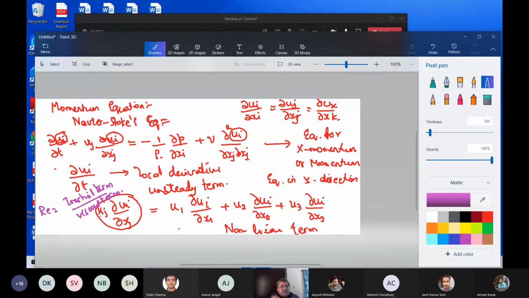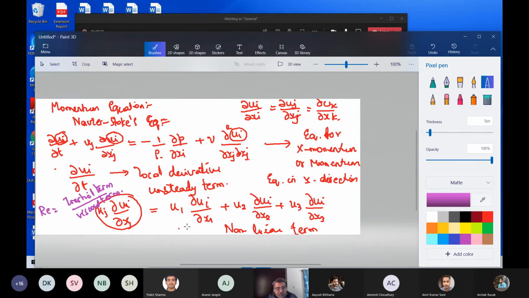So this is the term that causes the flow to transition into turbulence. And why it does that and what it does, we'll come to later. But this is basically the unstable part of the Navier-Stokes equation. This is the term that produces turbulence, the non-linear term. The non-linear term is the term that produces turbulence. Okay. Then let us go further.